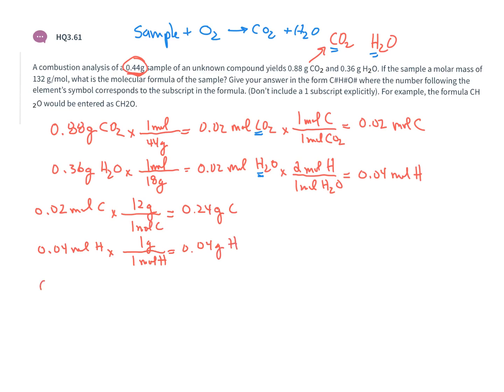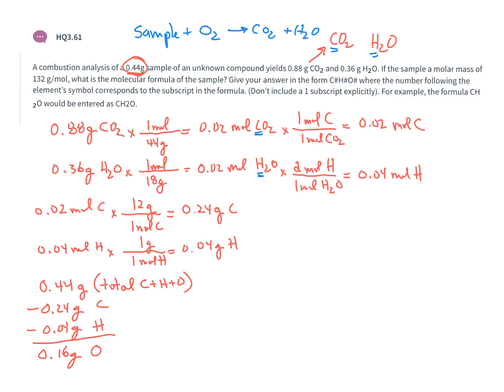So my total sample that I started with was 0.44 grams total, and that was carbon, hydrogen, and oxygen. So I'm going to subtract 0.24 grams that came from the carbon and the 0.04 grams that came from the hydrogen to determine that the remaining mass, the 0.16 grams, must have been from the oxygen. And now I can do the same calculation to determine how many moles of oxygen I had in this sample. So I know for every 1 mole of oxygen, I need to have 16 grams of oxygen, so that would give me 0.01 moles of oxygen.